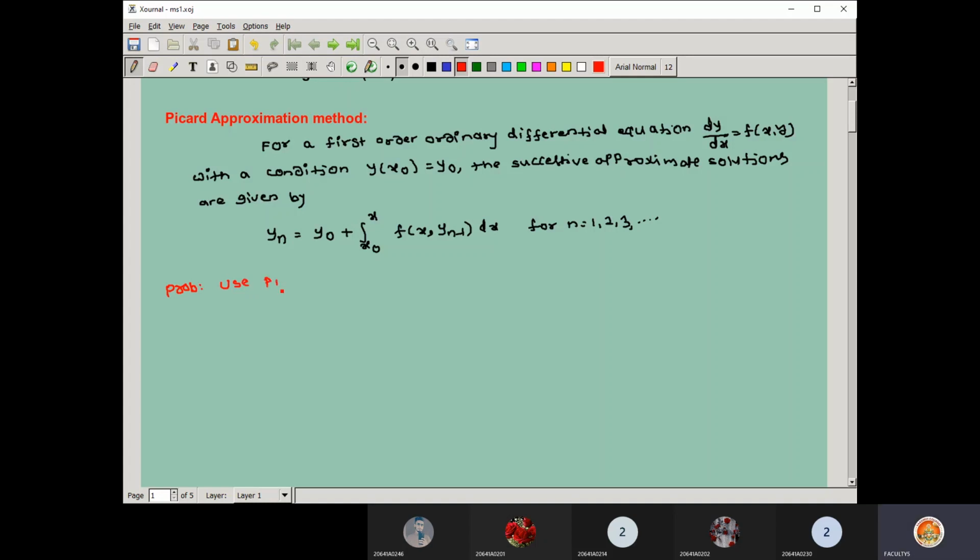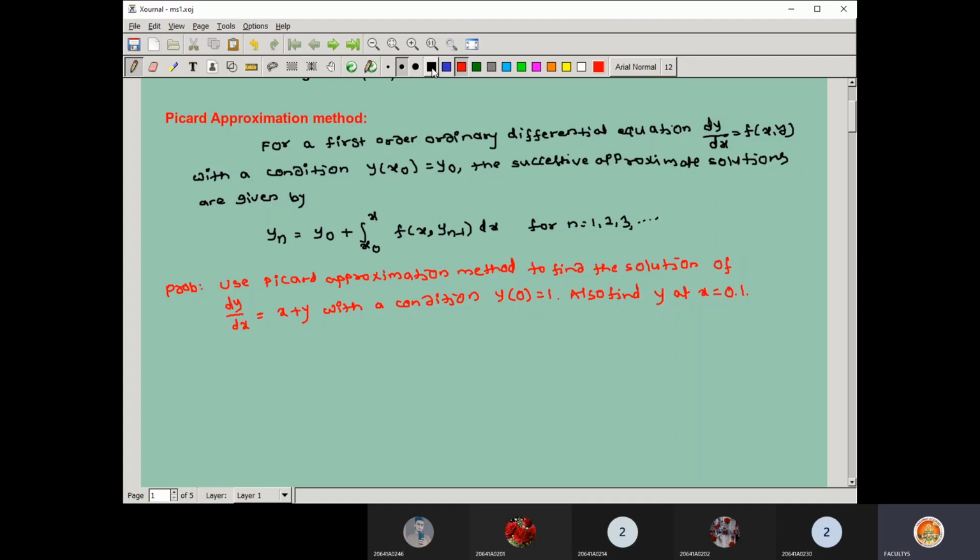Use Picard approximation method to find the solution of the differential equation dy by dx equal to x plus y with the condition y of 0 equal to 1. Also find y value at x equal to 0.1.